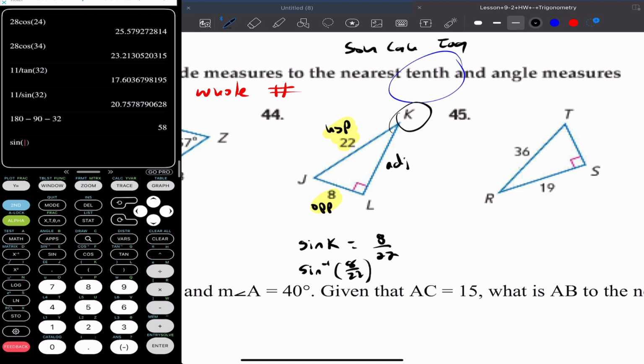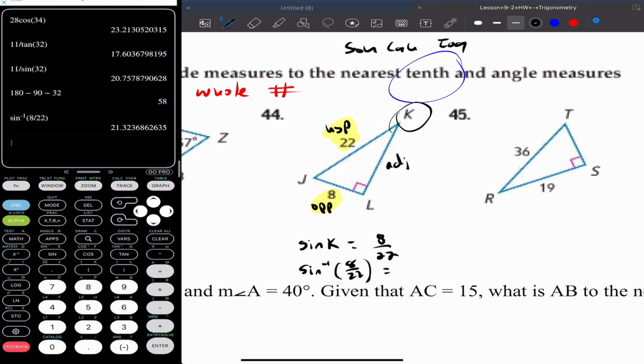So second sine. So you get sine inverse, which is going to be 8/22 when I input that in. That is approximately 21.3. That is the measure. That's approximately the measure of angle K. That's number 44.